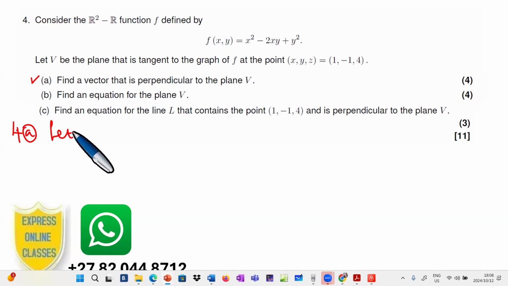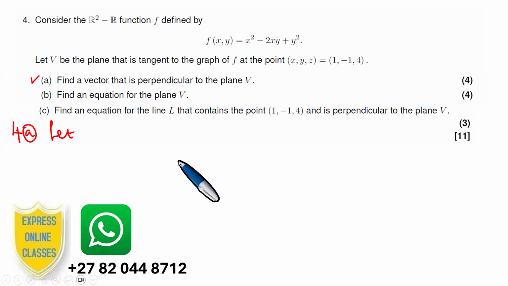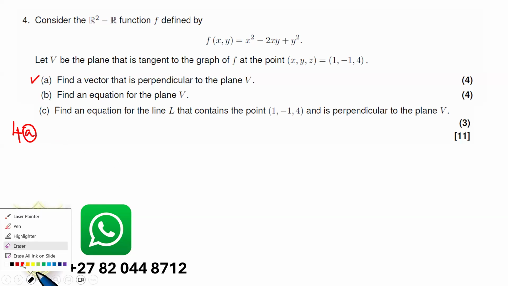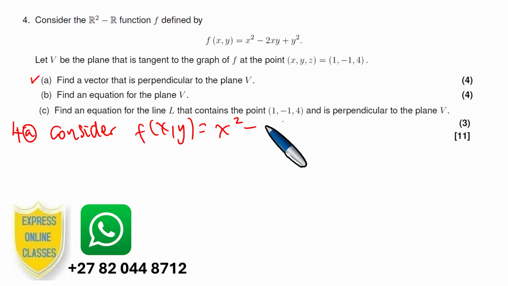To find a vector that is perpendicular to the plane, let us start by considering the following. Consider the function f, a function of two variables, x squared minus 2xy plus y squared.